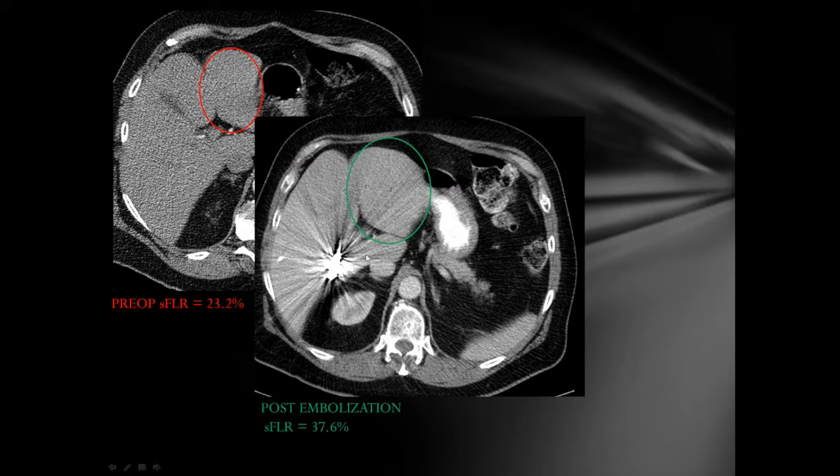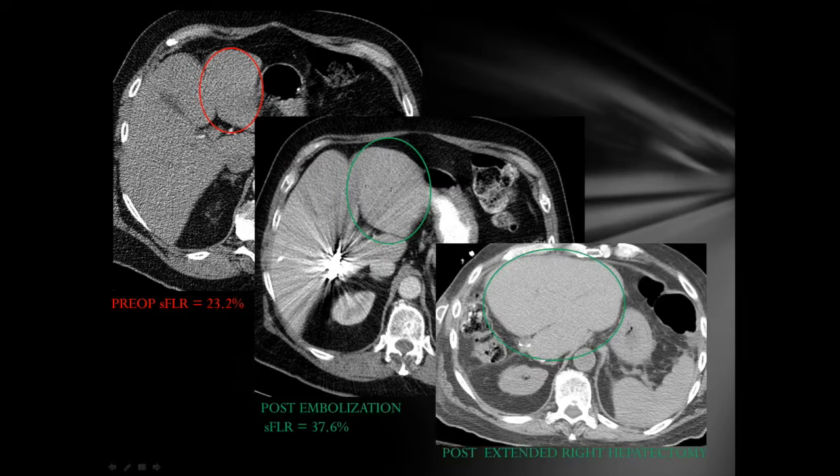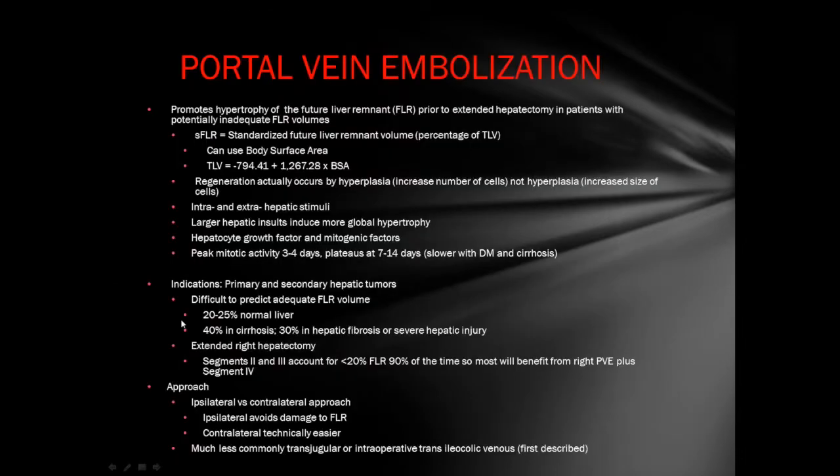Post-embolization several weeks later was 37.6%, so we had significant hypertrophy. And then post-extended right hepatectomy, you see the further hypertrophy of the lateral segment of the left lobe. Despite all this and a pretty satisfactory future liver remnant volume, this patient's post-op bilirubin bumped significantly and peaked at 14.2. He had a little bit of a rocky course before the bilirubin nadired at 1.8, and the patient was discharged.